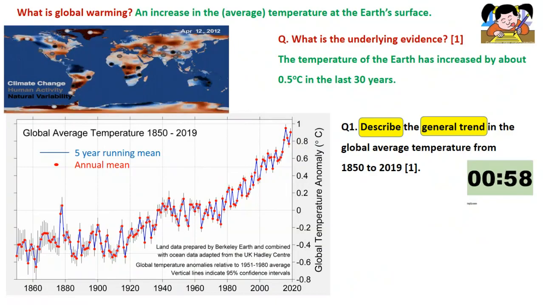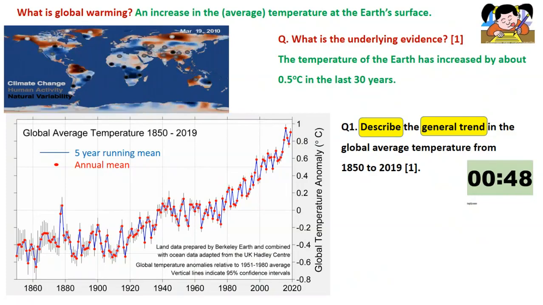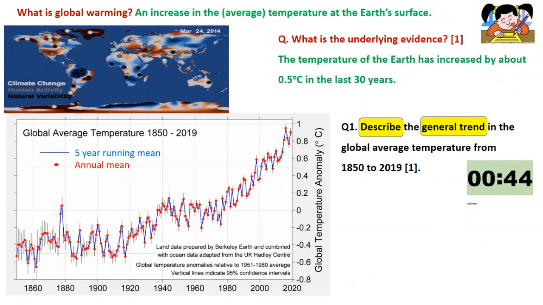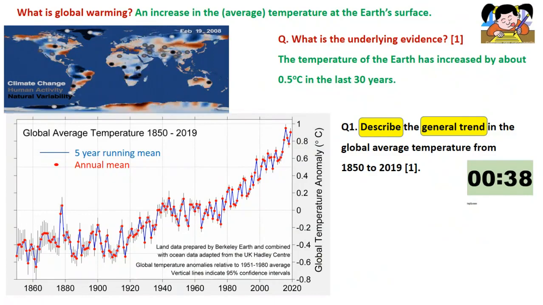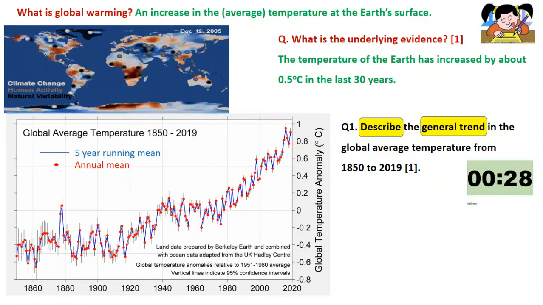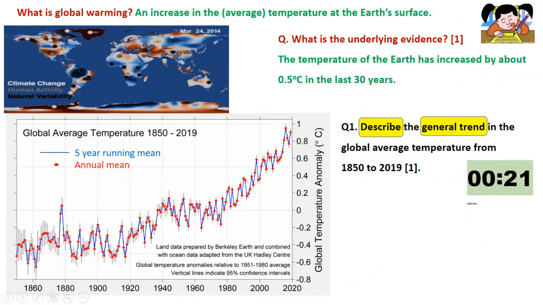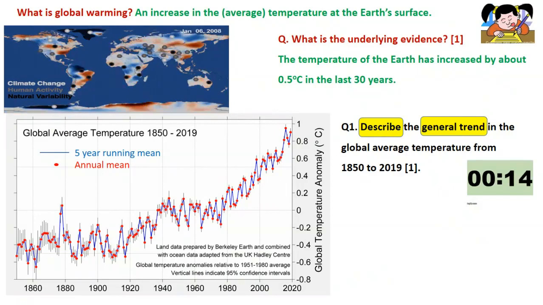I'll give you 1 minute to do that. We've got 30 seconds to describe the general trend in the global average temperature using the graph on the left-hand side. 10 seconds.